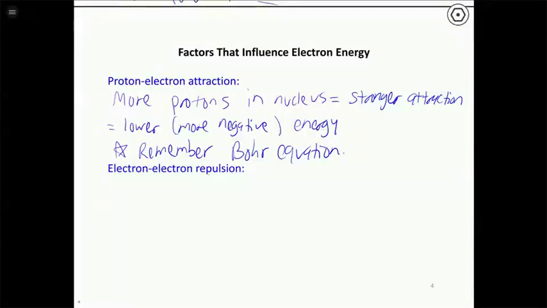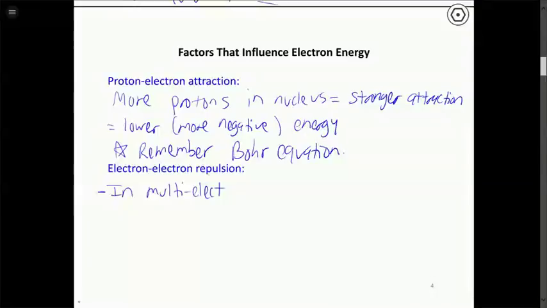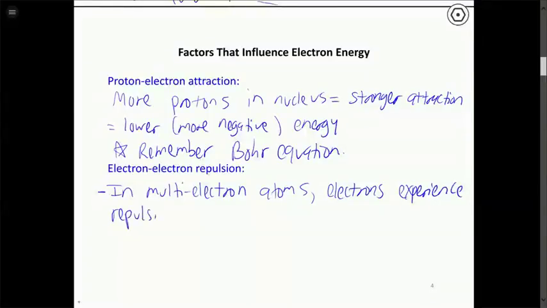But as we start talking about multi-electron atoms, we also have, as the name implies, more than one electron present. So you're going to have electron-electron repulsions as well. You're not just going to have attractions between the electrons and the nucleus. You're going to have the electrons repelling each other as they surround that nucleus. So in these multi-electron atoms, anything with more than one electron, these electrons are going to experience repulsive interactions with other electrons.